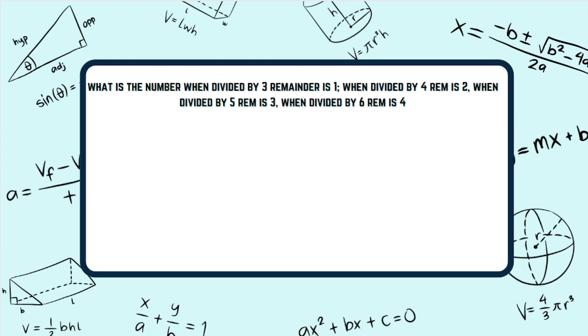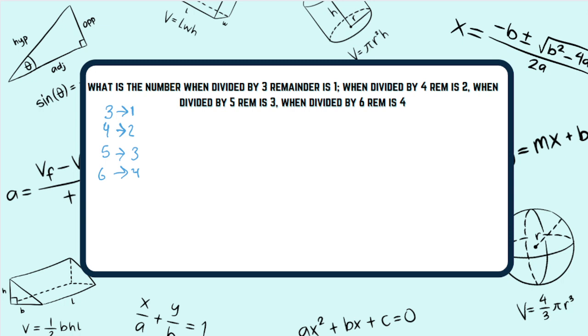Okay? So let's write something down. When the number is divided by 3, the remainder is always 1. When it's divided by 4, the remainder is 2. When it's divided by 5, the remainder is 3. And when it's divided by 6, the remainder is 4.